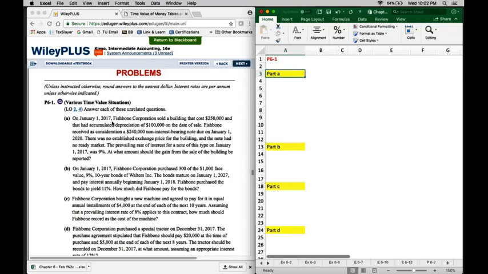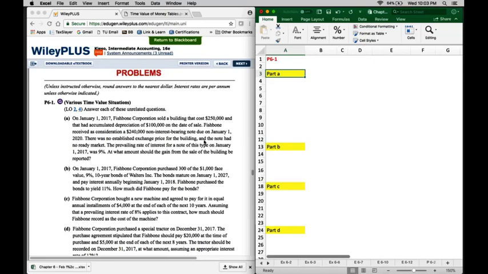On Jan 1st, 2017, Fishbone Corporation sold a building that cost $250,000 and had accumulated depreciation of $100,000 on the day of sale. We received a consideration of $240,000 in a non-interest-bearing note due on Jan 1st, 2020. There is no established exchange price for the building, and the note has no ready market. The prevailing interest rate for a note of this type on Jan 1st, 2017 was 9%. At what amount should a gain from the sale of building be reported?